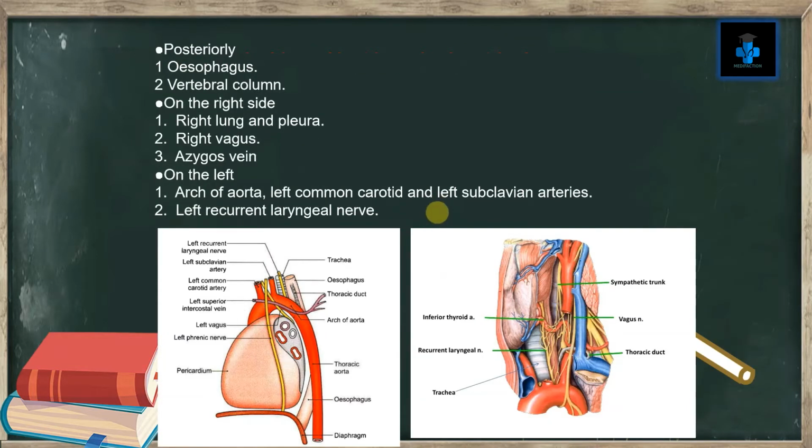Posteriorly, we can observe the esophagus and the vertebral column. On the right side, right lung and pleura, right vagus, and also the azygos vein. Here you can see the vagus nerve, which is the 10th cranial nerve, and the azygos vein. On the left, we can observe the arch of the aorta, the left common carotid and left subclavian arteries. The left recurrent laryngeal nerve can also be observed. This is the recurrent laryngeal nerve.